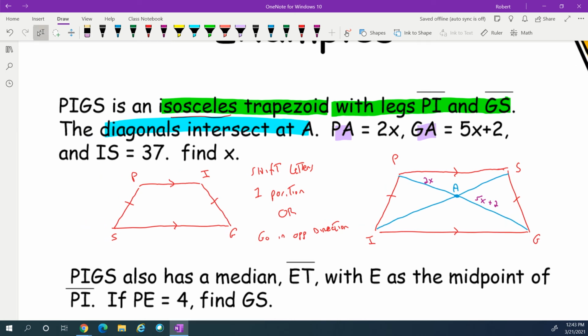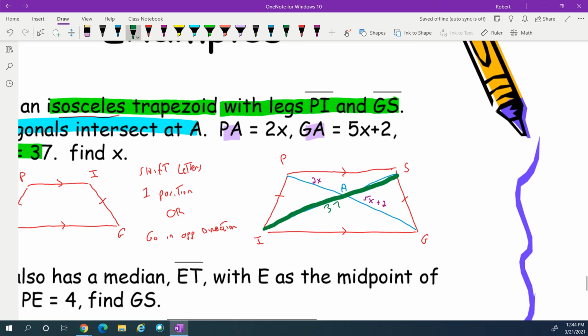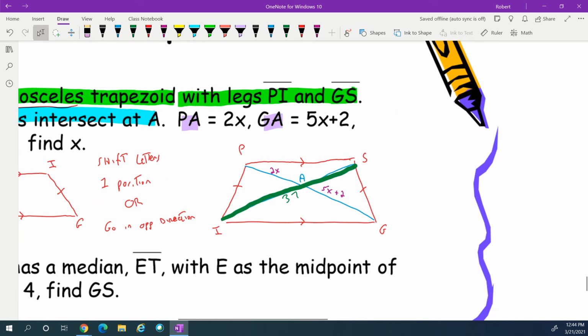And finally, the last piece of information that they're giving me here, and I'm going to find a different color. IS is 37. So IS is 37. Well, now that I have all the information, I'm just going to move over here where there's a little more room. And I'm going to remember a few things.